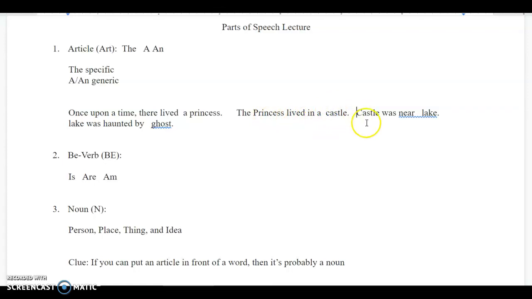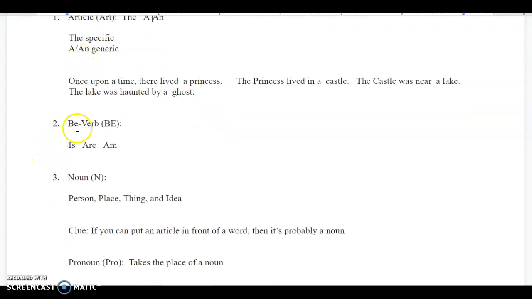But again, the next sentence, if I want to talk about the castle, right, you say the castle was near a lake, because this is the first time I'm talking to you about a lake, right? But the next sentence, again, you know what's coming, right? The a is no longer an a because it's more specific. We know what lake it is. So it's the lake was haunted by a ghost, and etc., etc. Okay? So again, 3 words in the English language is the, a, and an. Those are articles. All right, let's switch gears.